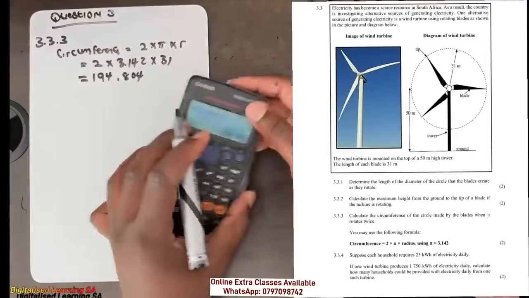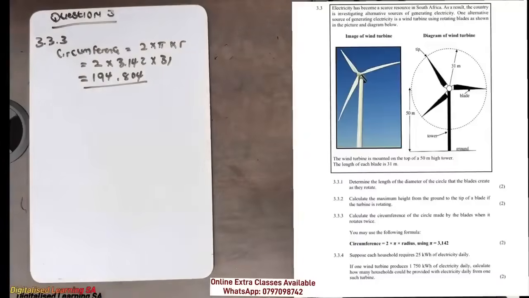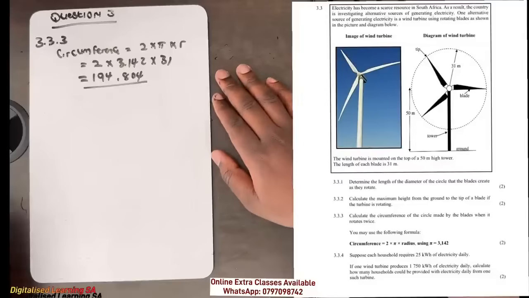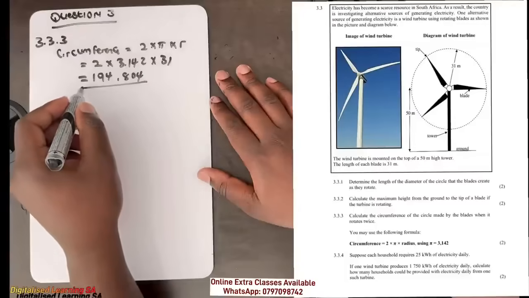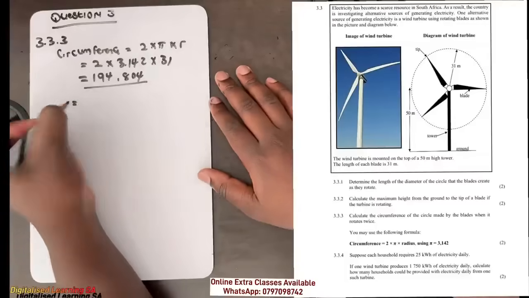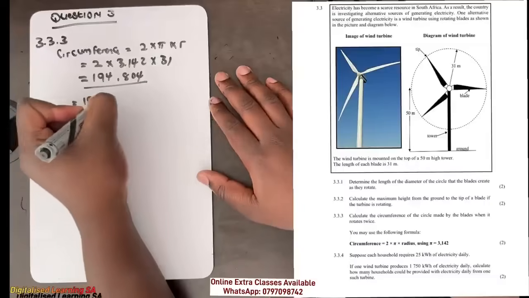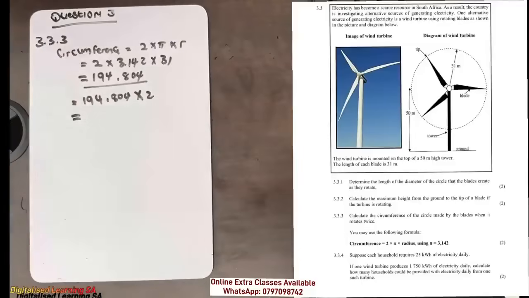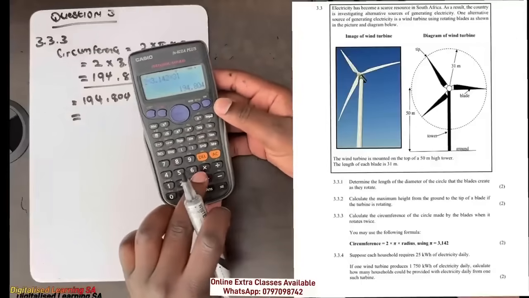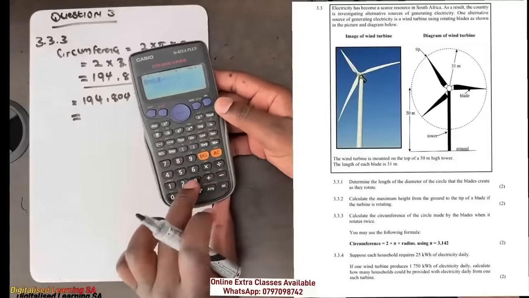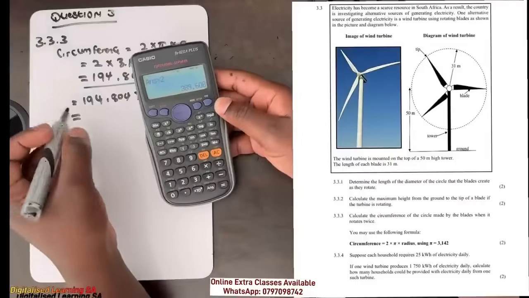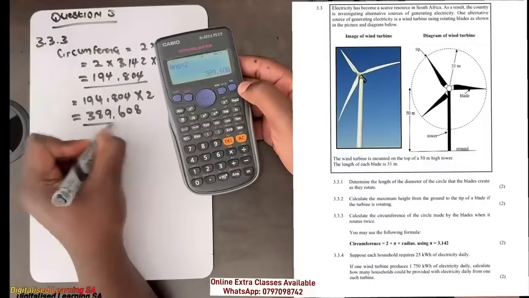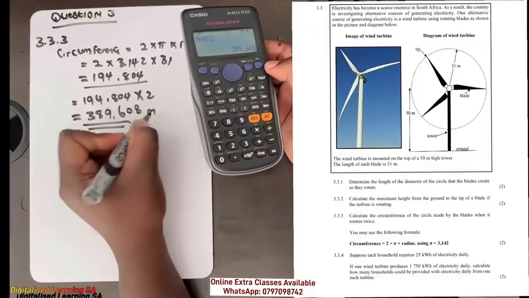194.804. But remember that the question says to calculate the circumference of the circle made by the blades when it rotates twice. So here it's rotating once. So when it's rotating twice, we just multiply by 2 because it's rotating twice. Okay, and our final answer will then be 194.804 multiplied by 2, and our final answer will be 389.608. That's our answer.